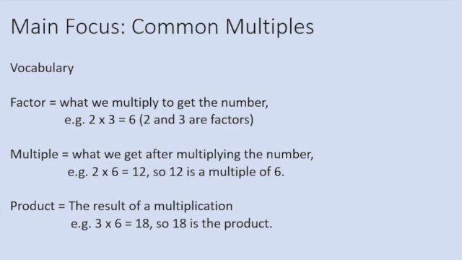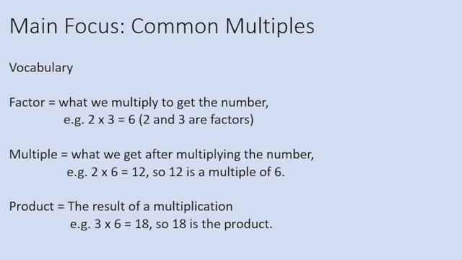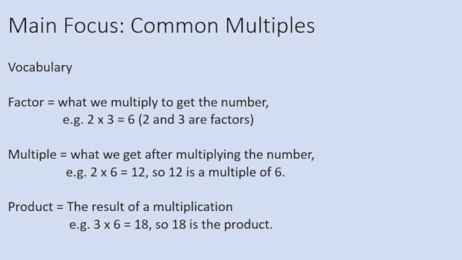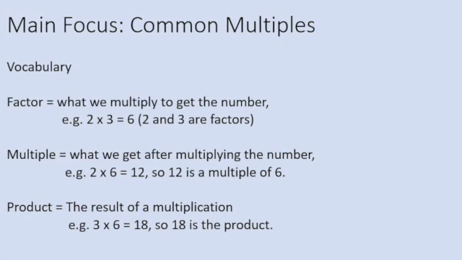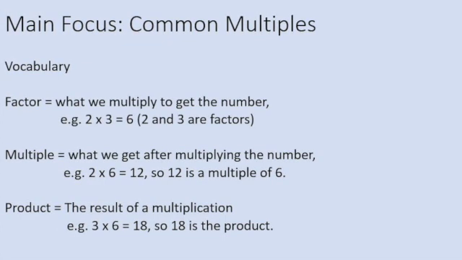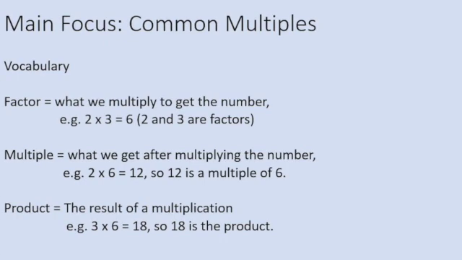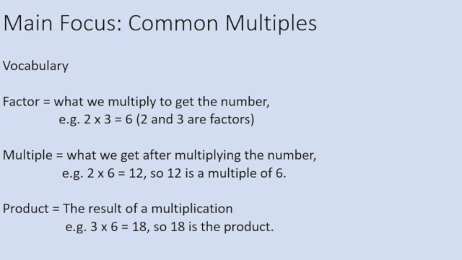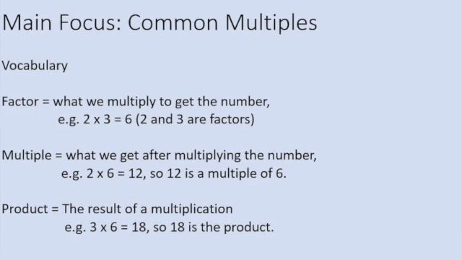The last one I want you to think about today is a product, and a product is the result of a multiplication, so it's the answer. So for example, 3 times 6 equals 18, 18 is the product. The reason I've highlighted this to you is because sometimes in questions you'll be given a question that says something like, what is the product of 3 times 4? So we just need to know that when we're looking for the product, we're looking for the answer of the multiplication sum.